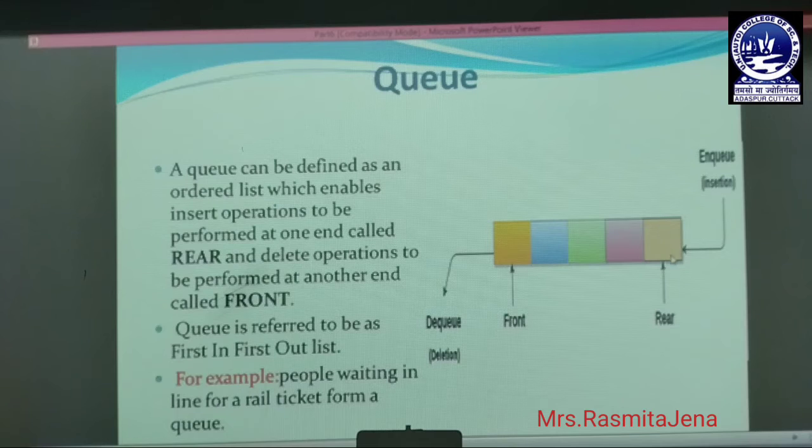So, this is the end where we insert the element into the queue, that is known as NQ, and when we want to delete an element from the queue, that is performed at the other end, which is called DQ. And you can see the queue is based on the principle of FIFO, that means the element which is inserted into the queue first will be removed from the queue first. So, queue is referred to as first in, first out. For example, people waiting in a line for a rail ticket form a queue.